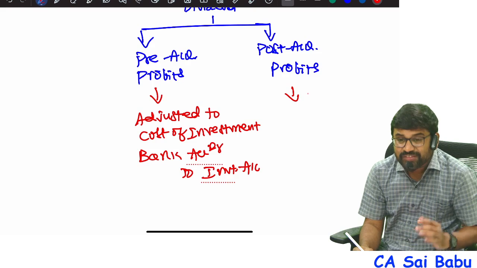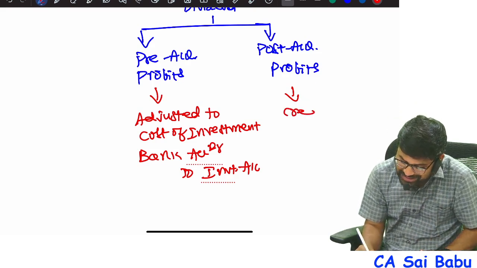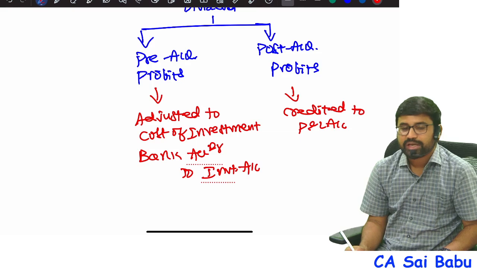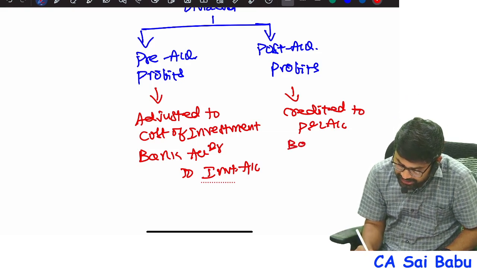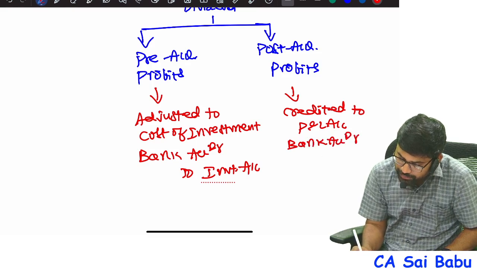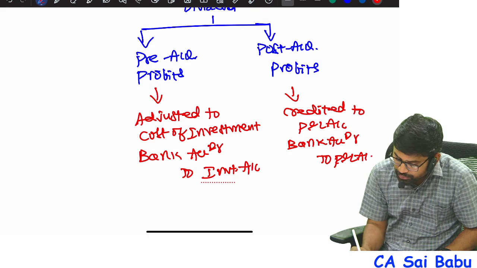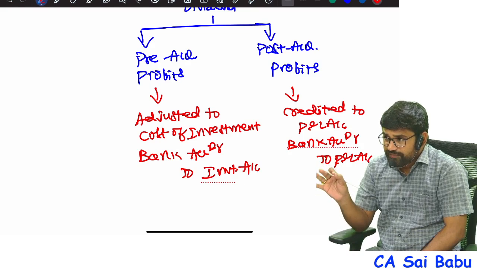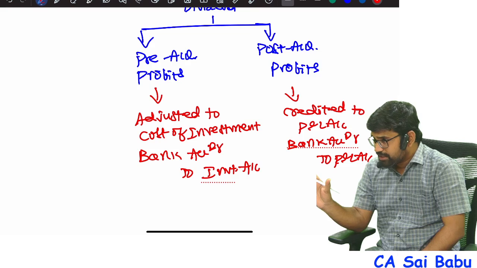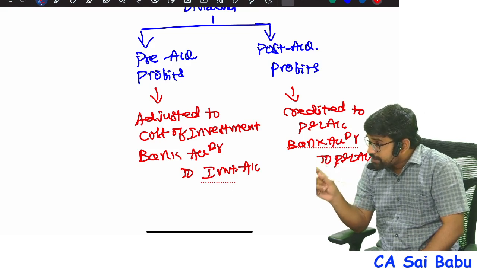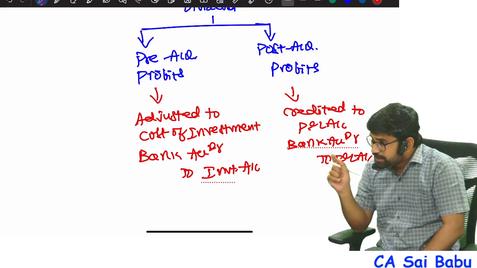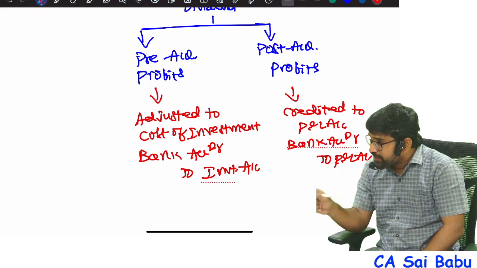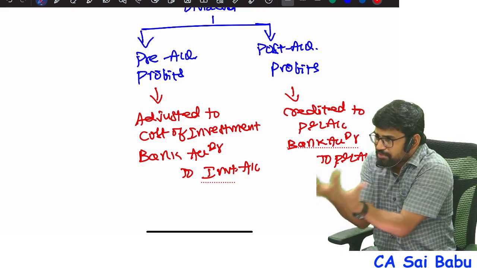Suppose, for example, if dividend received from post-acquisition profit, this is credited to P&L account. That means the entry is bank account debited to P&L account. Bank to P&L account. Guys, important. In the question, if they have given subsidiary company declared dividend, you see from which profit subsidiary company given dividend. If subsidiary company given dividend from pre-acquisition profits, then parent company share in that dividend. Parent company will receive dividend now because parent company invested in subsidiary.